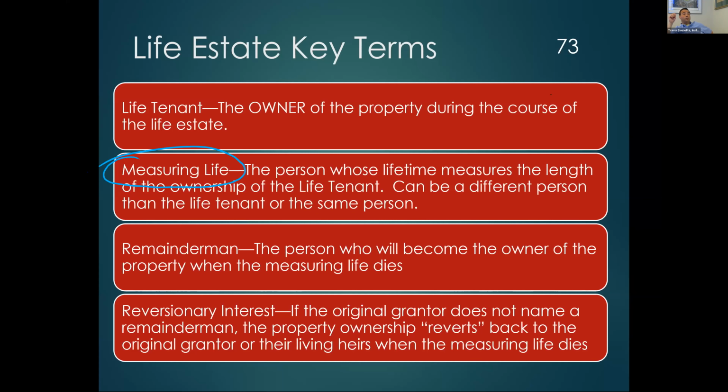The one who's ticking is the measuring life. Okay, I have a question. Does the remainder man get fee simple absolute ownership of the property at the end? It's a really good question. So let's talk about that.